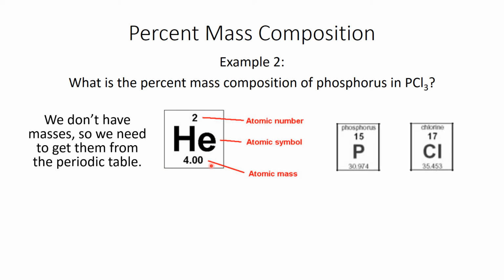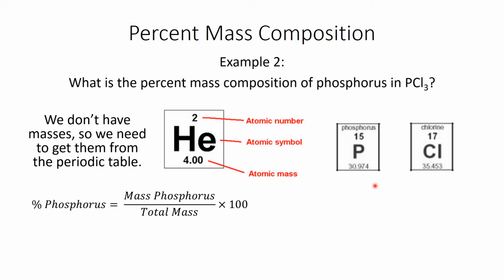So here are phosphorus and chlorine. The mass of an atom of phosphorus is 30.974, and we measure that in what's called atomic mass units, AMU. And then the mass of chlorine is 35.453 AMU. So the percent phosphorus is the mass of phosphorus divided by the total mass times 100%. So the mass of phosphorus in 1 molecule of phosphorus trichloride is just 30.974 because we have 1 atom of phosphorus in our total molecule.